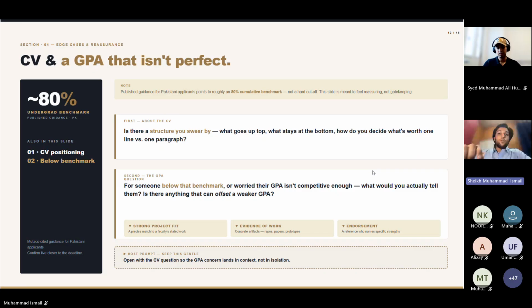So for someone who is below that benchmark or who is just worried their GPA is not competitive enough, of course, both of you had exceptional GPAs. But do you know anyone who had a GPA at par and they still managed to make it to Mitacs?